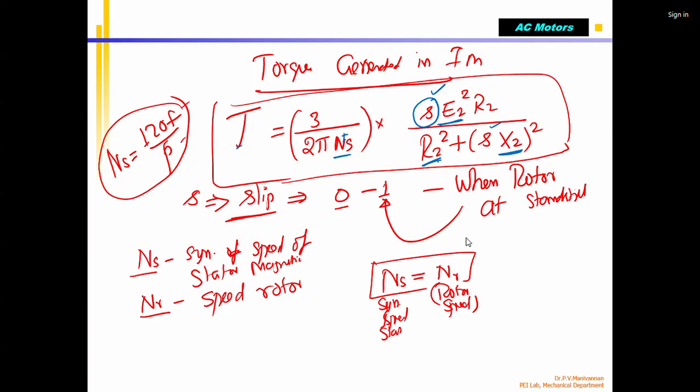Basically, the torque equation. Torque produced in the motor depends on slip also, in the case of an induction motor. The torque equation gives S square. In the numerator it is S, and in the denominator you have an S square term. Because of that, this behavior is coming.